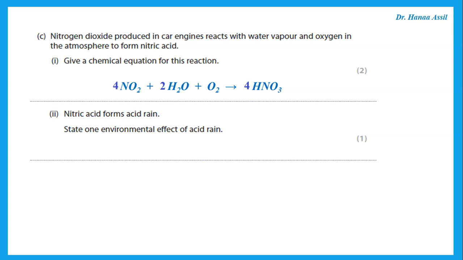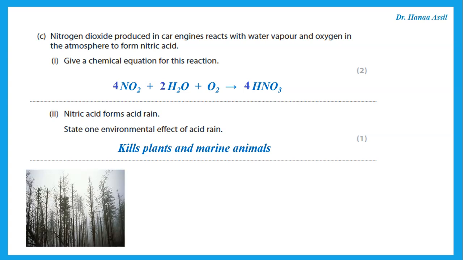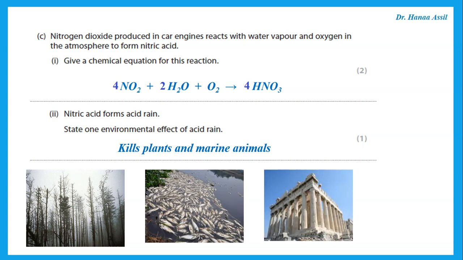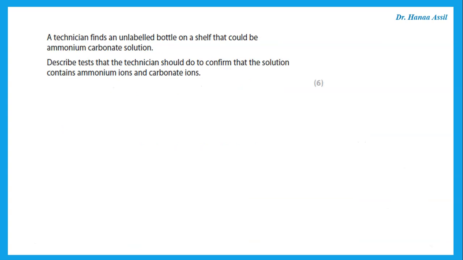Nitric acid forms acid rain. State 1 environmental effect of acid rain. Again, acid rain kills plants, marine animals, dissolves the limestone in buildings, affects the lungs, the respiratory system. So you could say any of these: that it kills plants, it kills marine animals, it dissolves the limestone in buildings, causing them to crumble, or it damages the respiratory system.